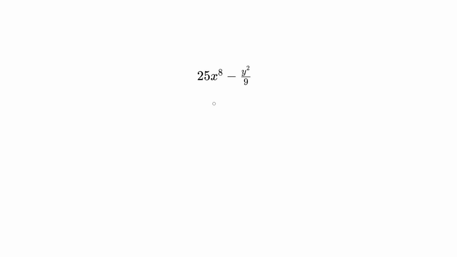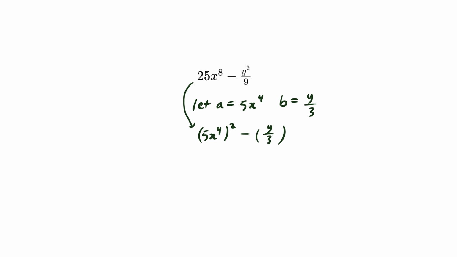So again, this looks like a difference of squares question. Let's let a equal the square root of this, which is 5x^4, and b equal the square root of this, which is y over 3. And so let's rewrite this as 5x^4 all squared, which is the same as this, minus y over 3 all squared, which is the same as this.